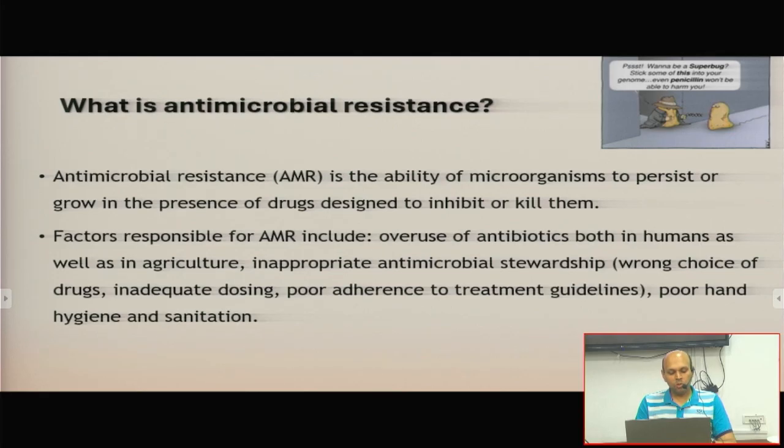So now we move on to antimicrobial resistance, right? Everyone mostly knows what AMR is. AMR is the ability of a microorganism to persist or grow in the presence of drugs designed to inhibit or kill them. That is the basic definition of antimicrobial resistance. Persist meaning they are still there, or grow in the presence of drugs designed to inhibit or kill them. So drugs are supposed to inhibit them, lower their numbers, or destroy them completely.